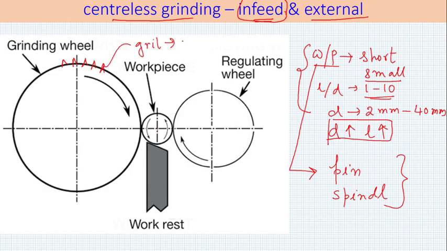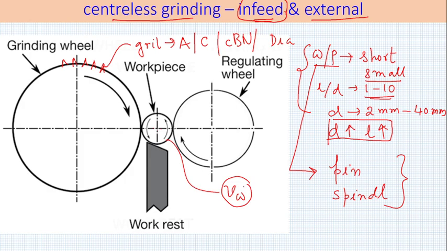These grits, as we have discussed, can be alumina, silicon carbide, CBN, diamond, all those things. And this is the grinding wheel. This is the workpiece. This workpiece has to somehow rotate and give a peripheral speed of NW. That is given by this regulating wheel.